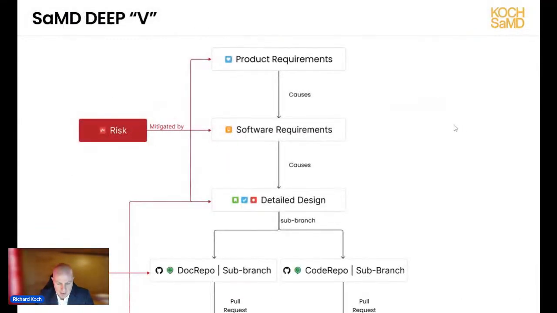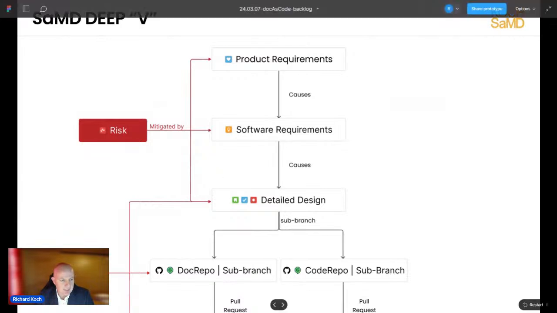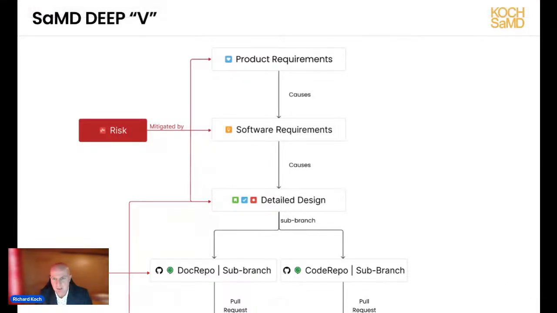There we go. So what we're going to look at today is, again, if we take the V all the way to the bottom, product requirements, software requirements, detailed design. Now, what we have on this slide are my tickets I use, and I'll show you that in a minute how I do it. So basically, I set up my Jira to have boards around each of these groupings, link them using these link types. Product requirement causes software requirements, software requirement causes detailed design.